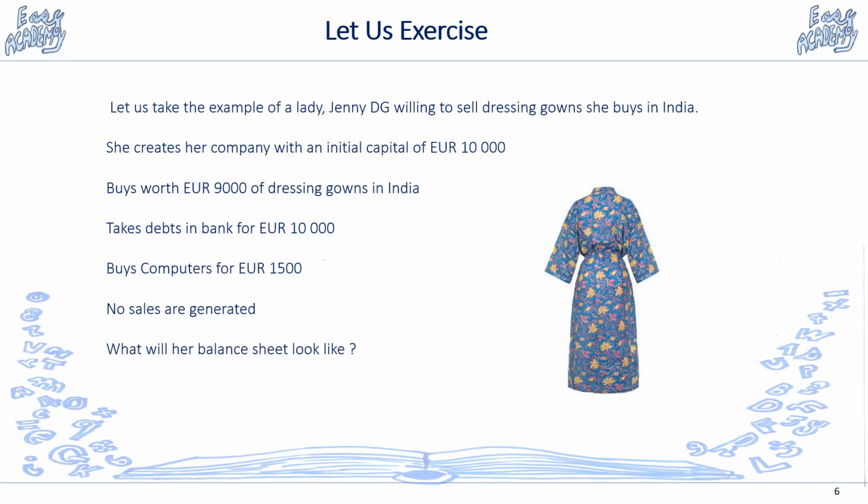Let us now exercise and take the example of a lady, Jenny DG, willing to sell dressing gowns that she buys in India. She creates her company with an initial capital of 10,000 euros, buys 10,000 euros worth of dressing gowns in India, takes debts for 10,000 euros, buys computers for 1,500 euros, and so far no sales are generated.